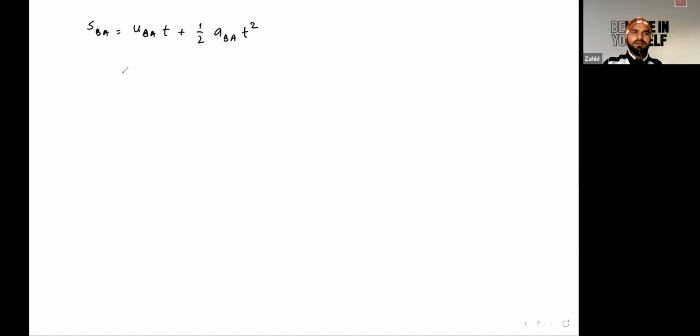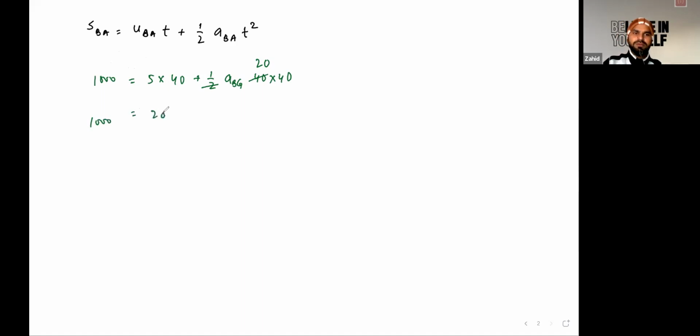Just see this. We have displacement as 1000. Initial velocity is 5, time is 40, plus half acceleration of b with respect to a, which is also equal to b with respect to ground, and time is 40 squared. So this 2 and this 40 will cancel out in 20 times. So this will be 1000.